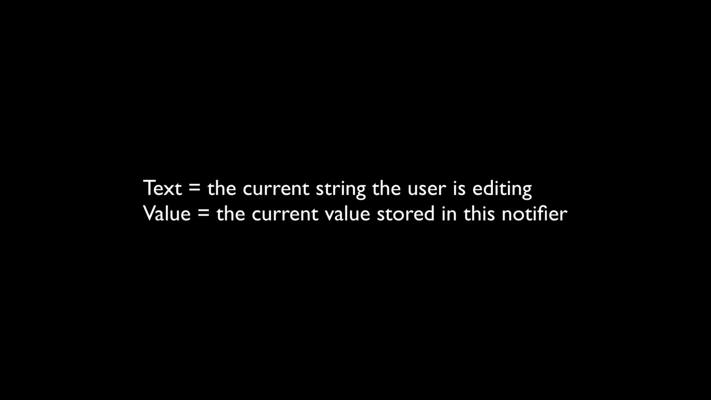Side note, as I'm editing this, I realized I made an error in what I said. The text property is actually the current string that the user is editing, not the initial value of the text or the controller. And then the value property is the current value stored in this particular notifier.